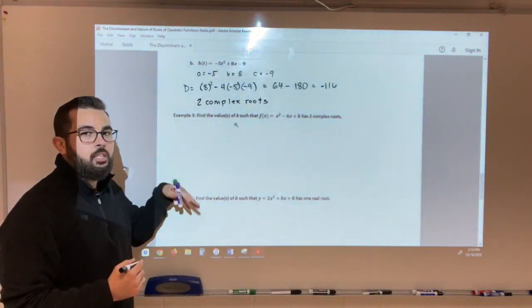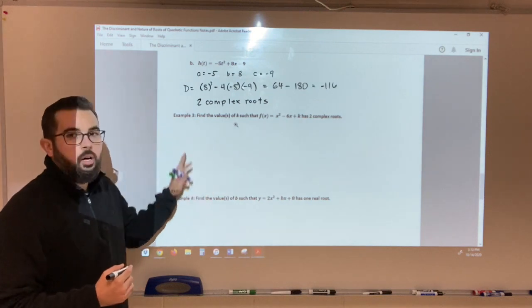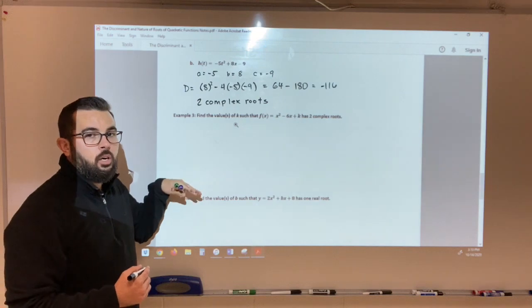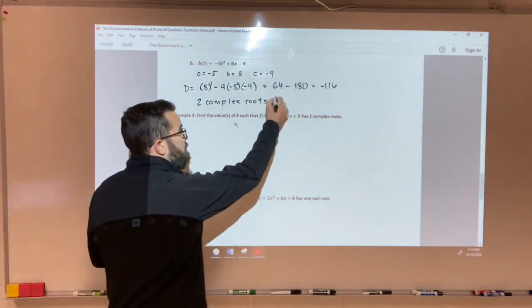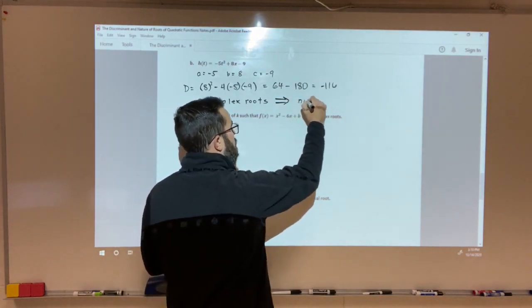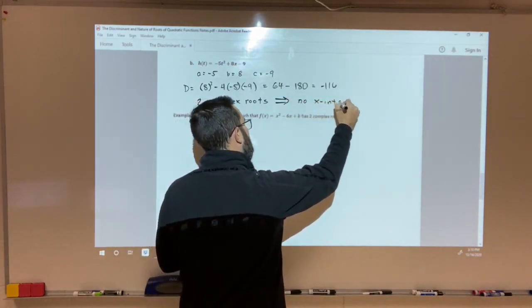Well, again, I mentioned that complex numbers don't belong in the xy axis. Okay? That is only for real numbers. So what this tells us is that 2 complex roots means no x-intercepts.